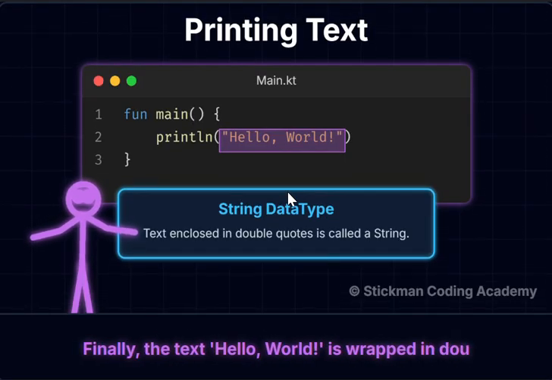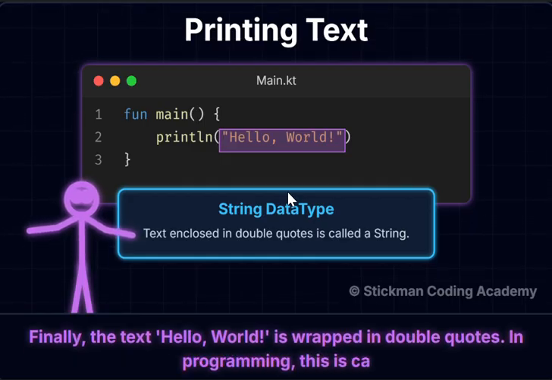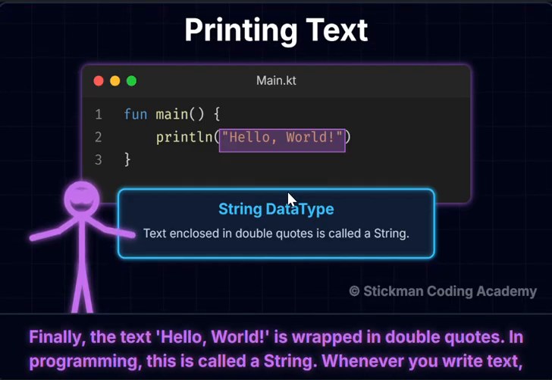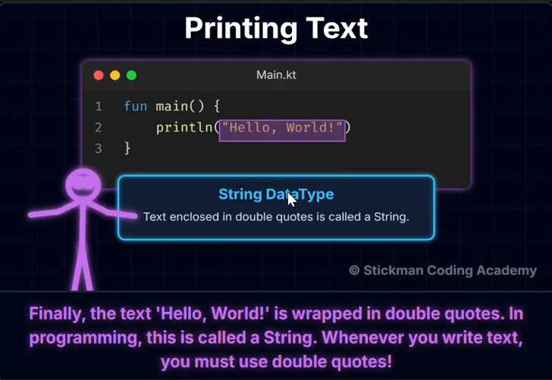Finally, the text "Hello World" is wrapped in double quotes. In programming, this is called a string. Whenever you write text, you must use double quotes.